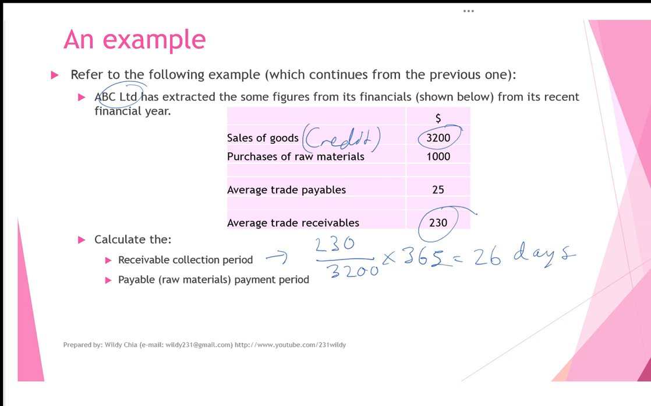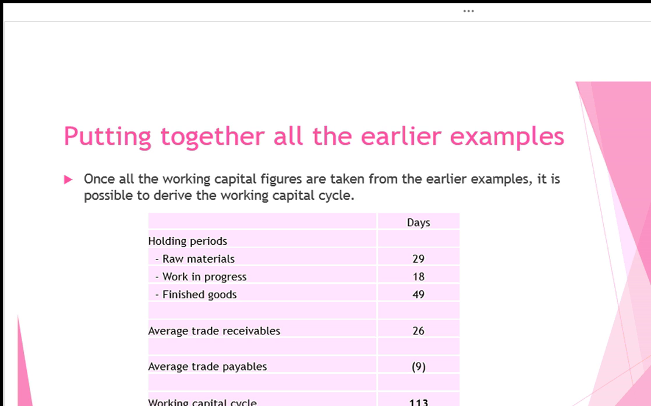Average payable payment period is a bit similar. All you have to do is just take 25, which is the average trade payable, divide by 1000, which is the purchase of materials, times 365. So that gives you very simply 9 days, right? So that's the calculation. Very simple, very mechanical, right?